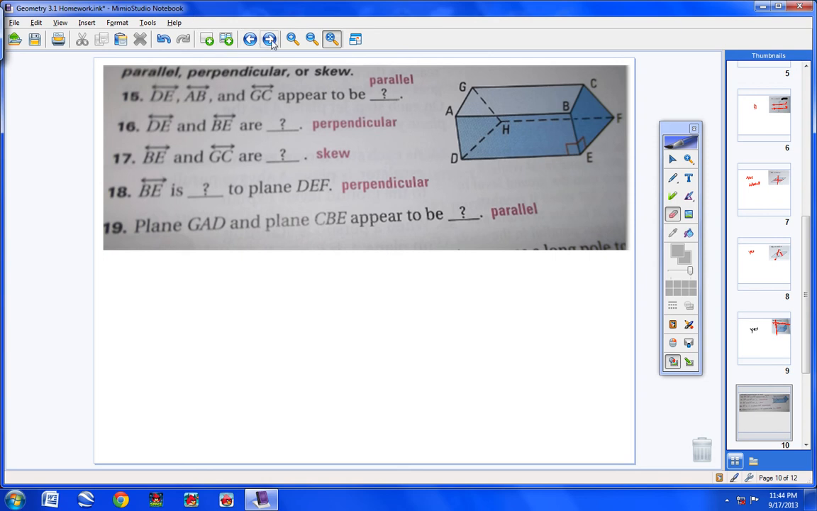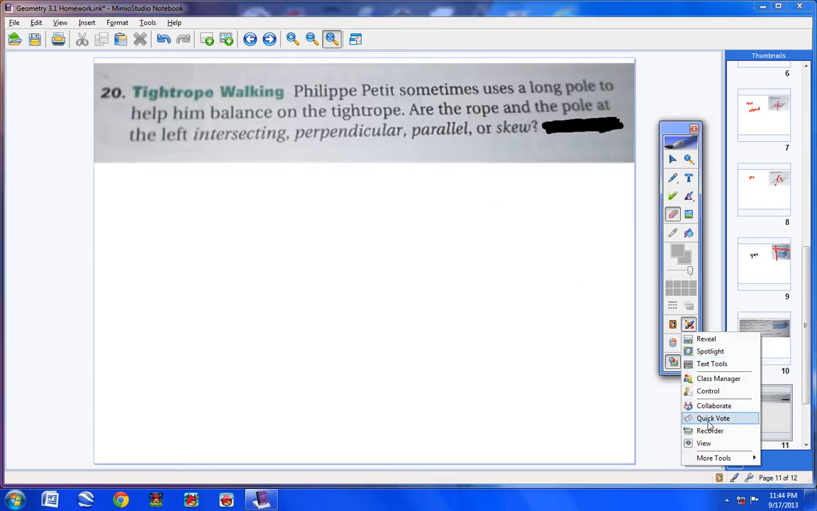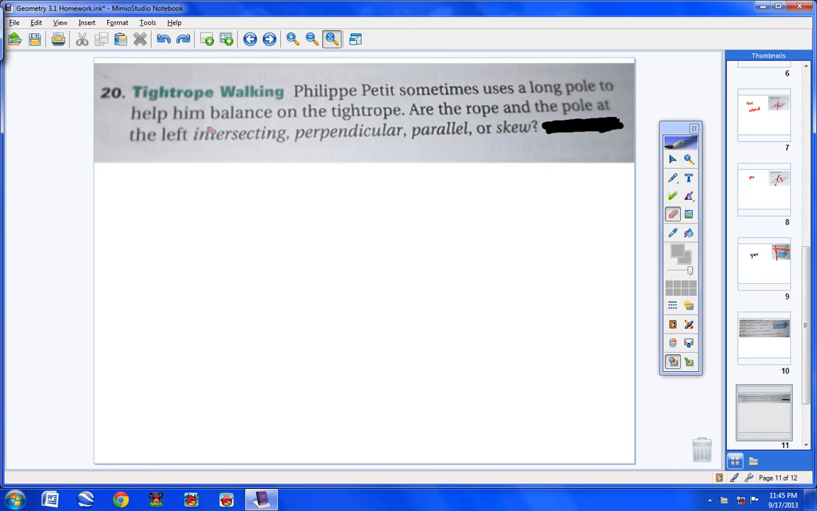Let's go ahead and move on now to number 20. Number 20 reads as follows. Philip Pettit sometimes uses a long pole to help him balance on the tightrope. Are the rope and the pole intersecting, perpendicular, parallel, or skew? Now you'll have to look in your book at page 111 and you'll see a picture of Philip Pettit. And there's a line, like here's the tightrope right here. And again, you know I'm not a very good drawer, but here's the tightrope that he's walking on. And then here he is, and I'm sure you guys will get a kick out of this. We'll do a stick figure. So there's the two legs.